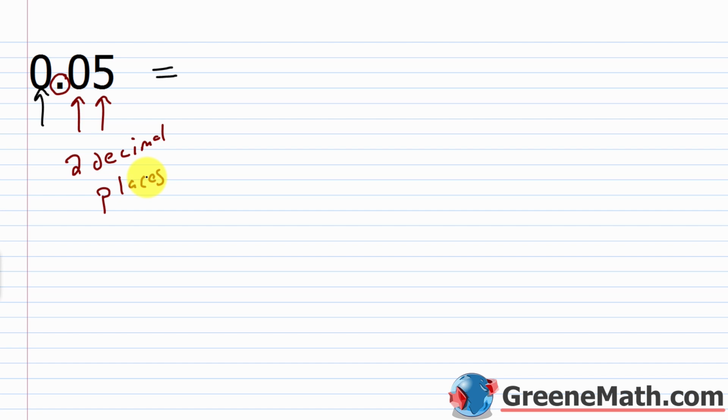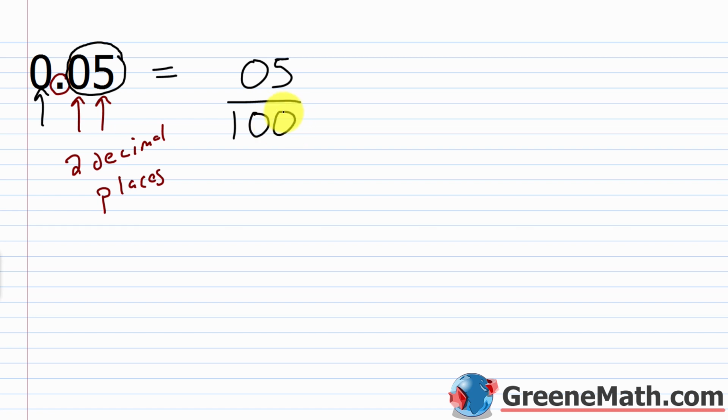Now, the next thing we want to do is write our decimal part, the part that occurs after the decimal. In this case, that's a 0.5. That goes in the numerator of the fraction, and we're going to put the denominator of the fraction as a 1, followed by a 0 for every decimal place we have. So we had 2 decimal places, so you get 2 zeros.